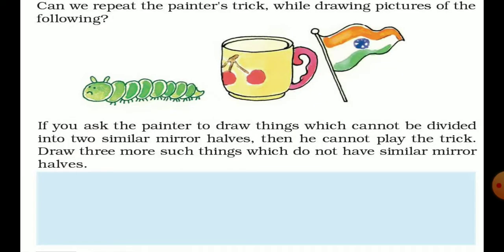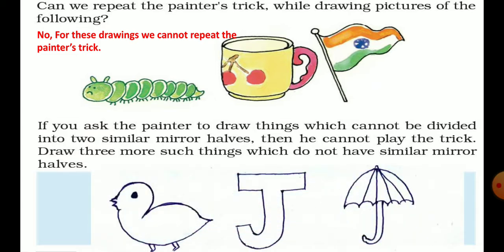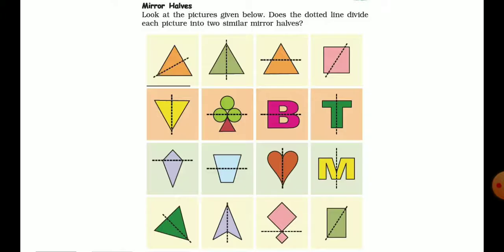Can we repeat the painter's trick while drawing the pictures of the following? No, because if we cut these pictures into two halves, both the parts are different, not equal. So our answer is no. For this drawing we cannot repeat the painter's trick, and here you have to draw a symmetrical object. So here I draw a picture of a duck, letter J and umbrella, which cannot be divided into two equal parts.